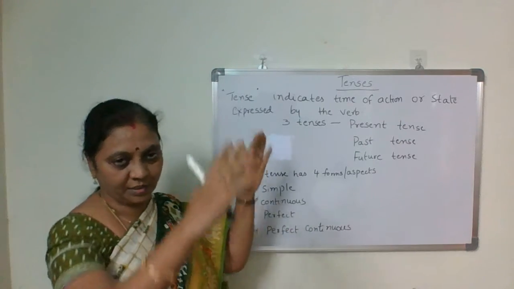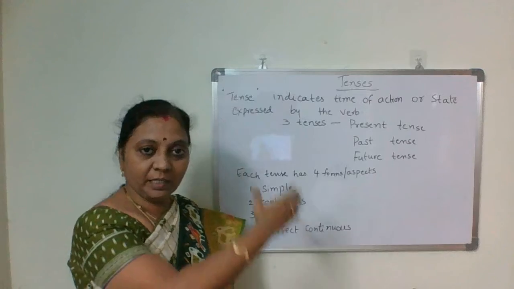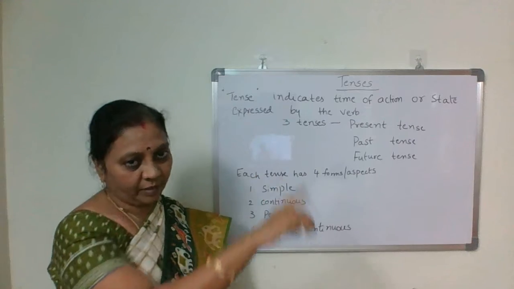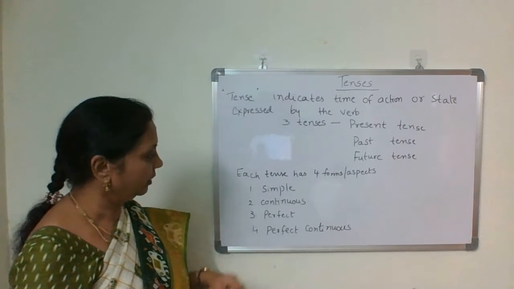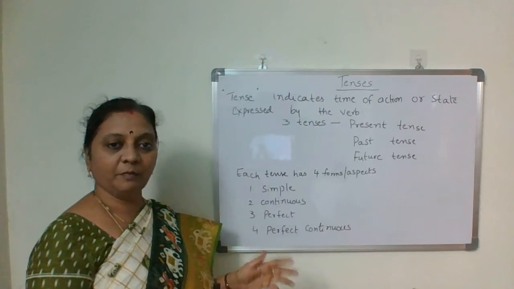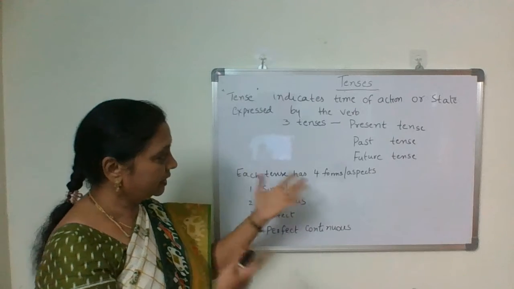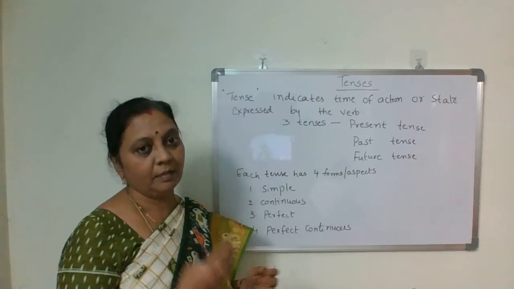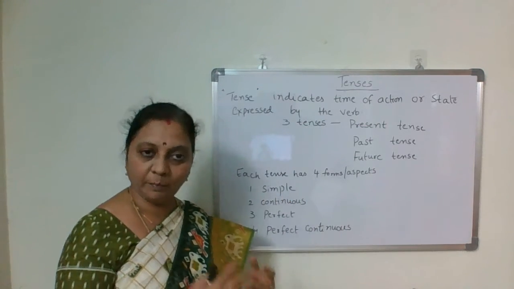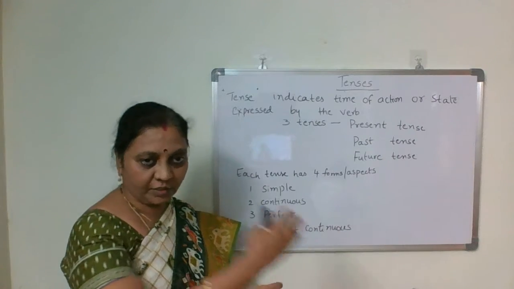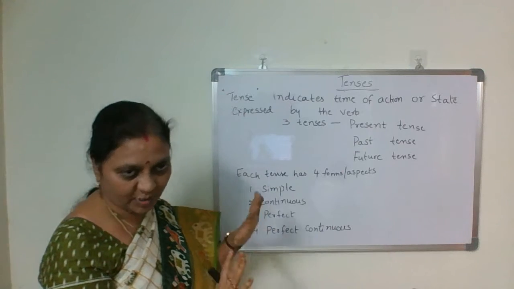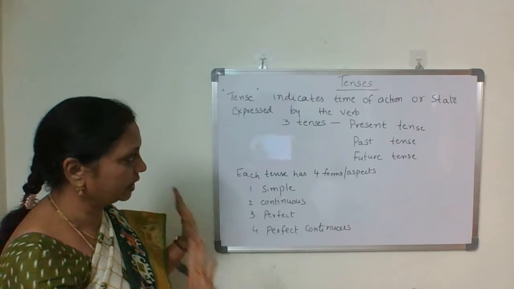Okay, if you take one chart and write the four aspects here and the tenses there, then you get all 12 tenses. Present: simple present, present continuous, present perfect, present perfect continuous. Similarly past: simple past, past continuous, past perfect, past perfect continuous. Future also: simple future, future continuous, future perfect, future perfect continuous. Total 12 are there, isn't it? Up to now it is clear.